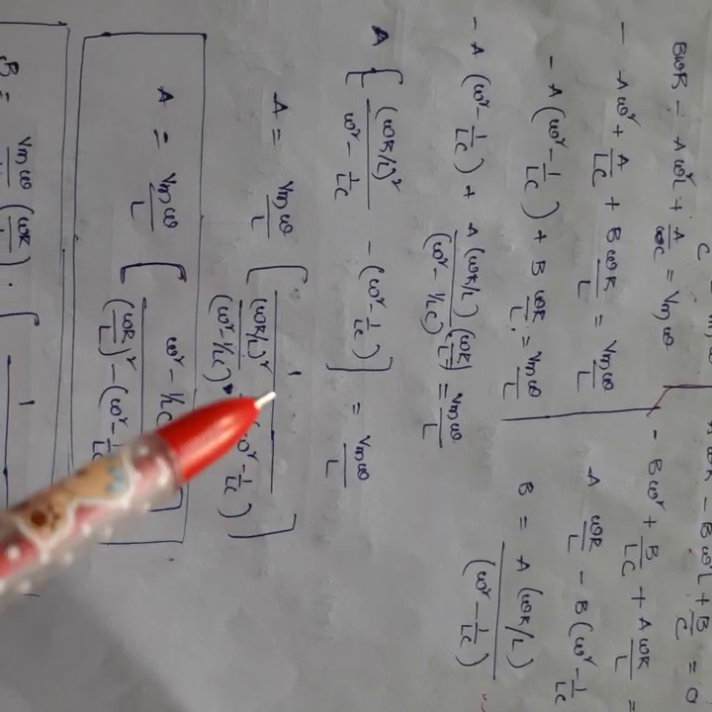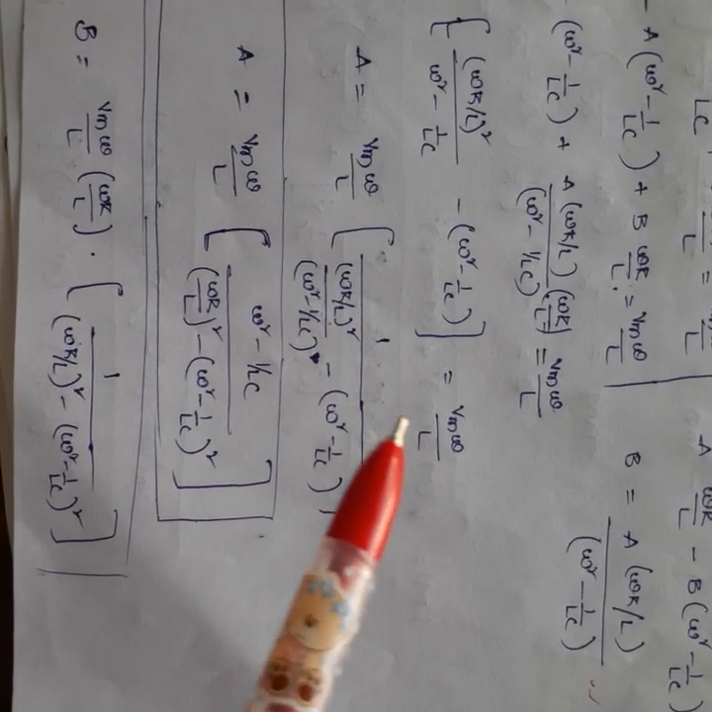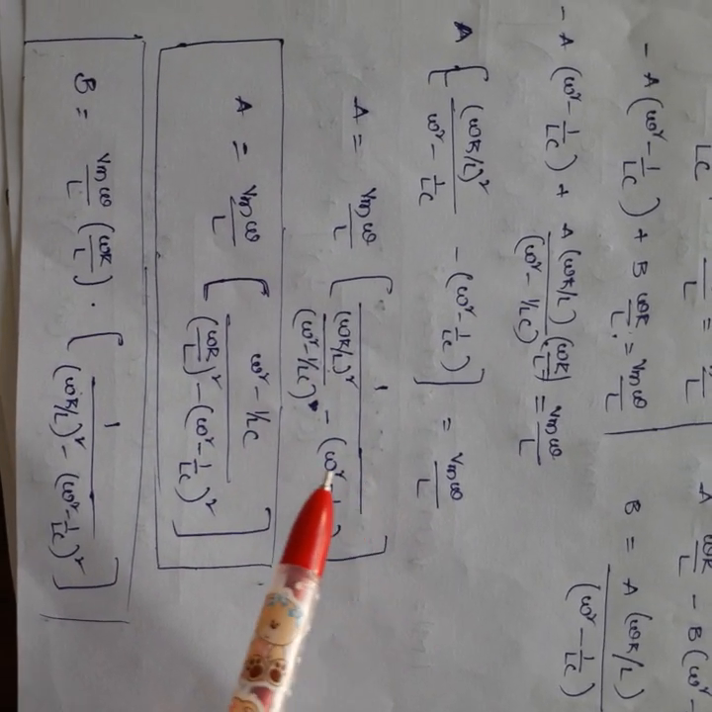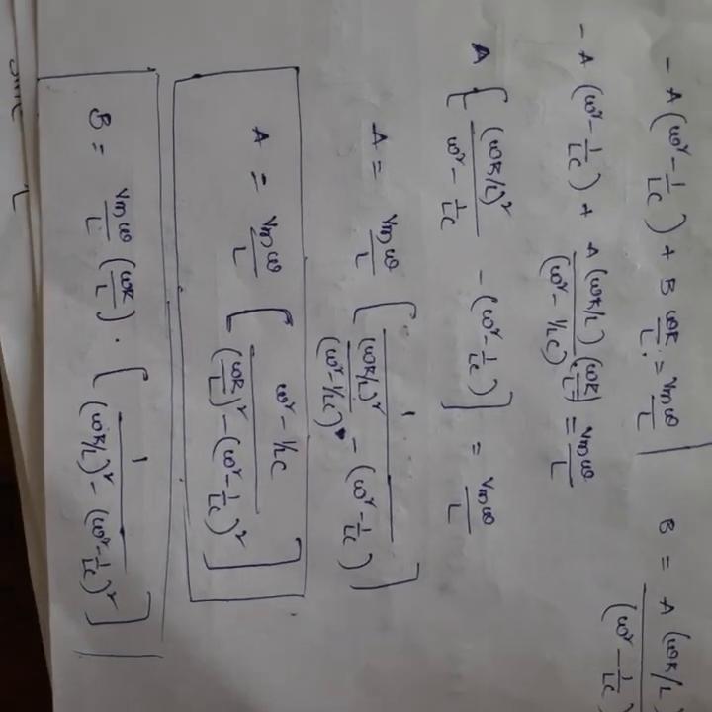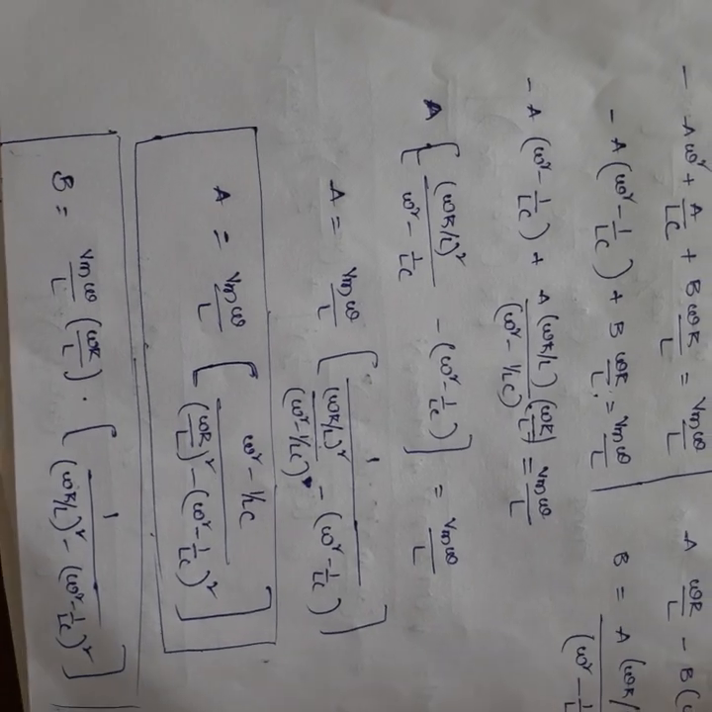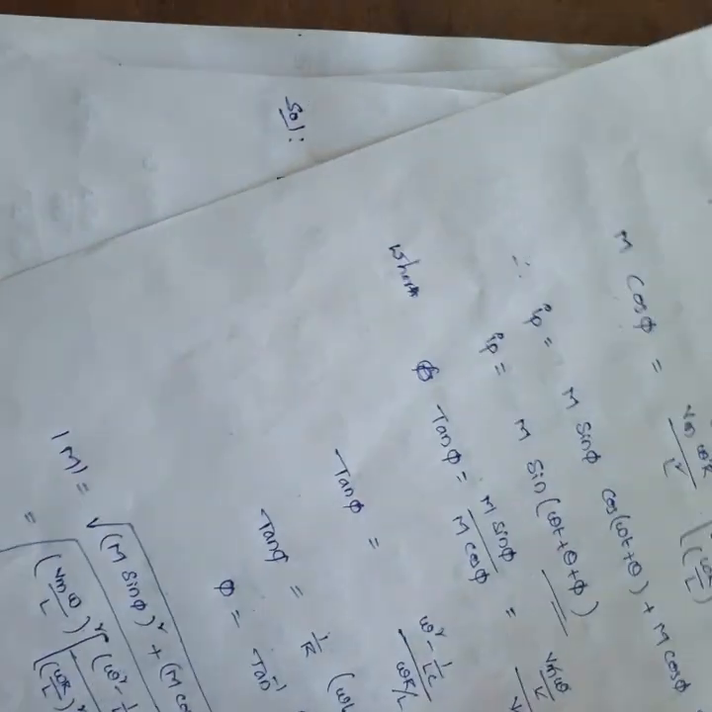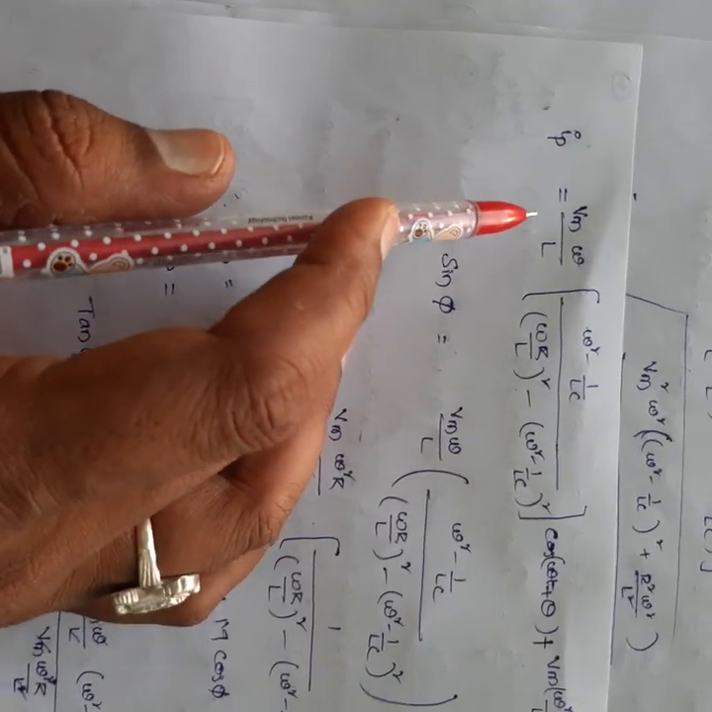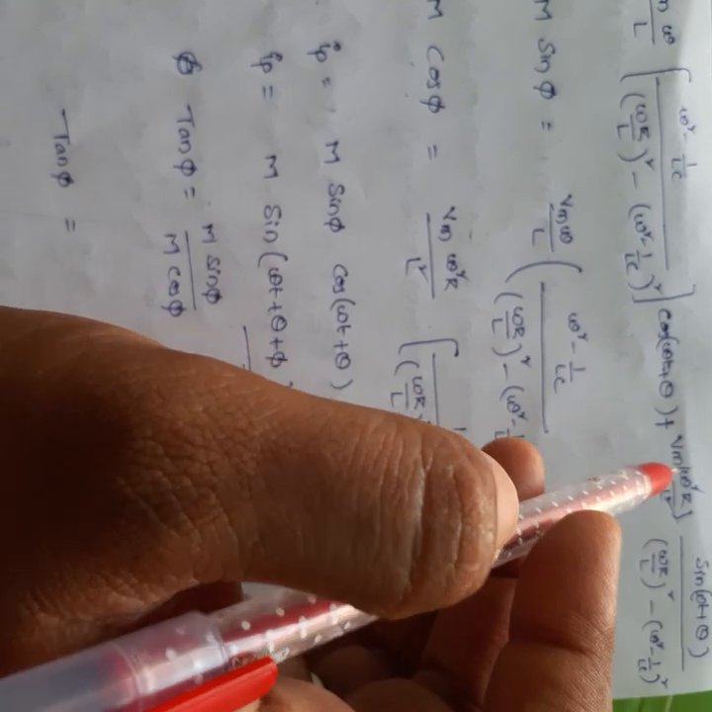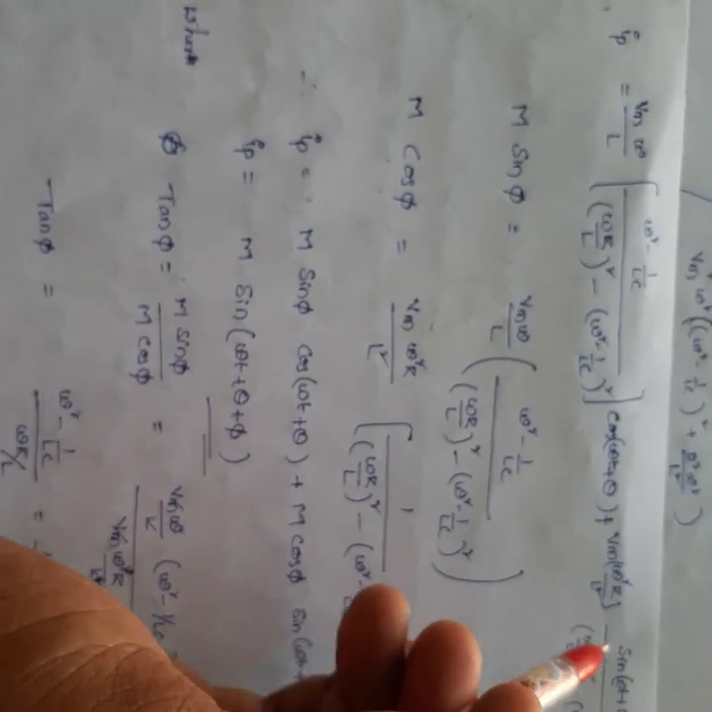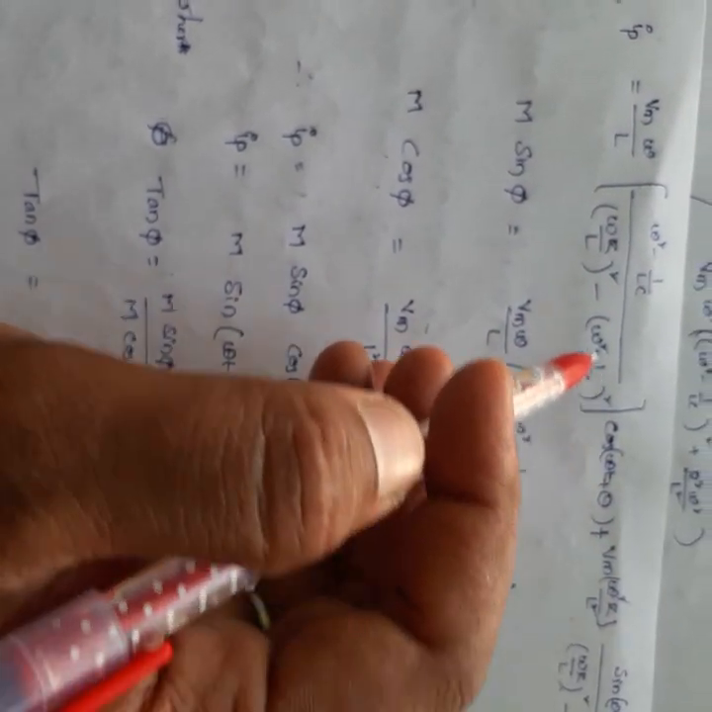You should go through the mathematics. As it is, you can simply substitute the values, and then I get the a and b values. After getting the a and b values, we can substitute them into our main particular integral function ip equals a cos(ωt + θ) + b sin(ωt + θ). There you get the function here.